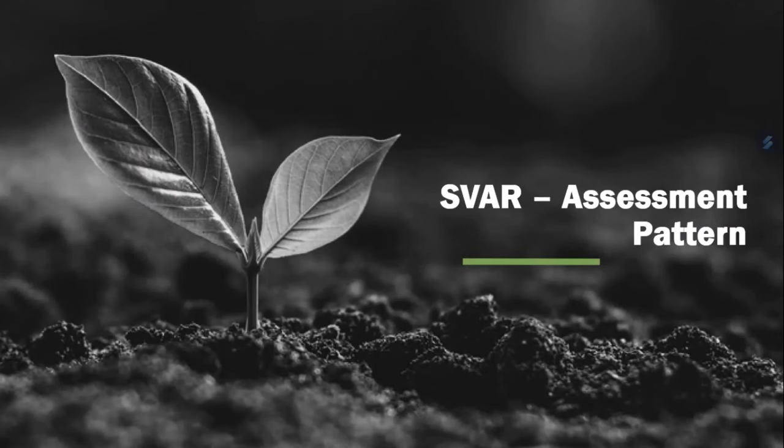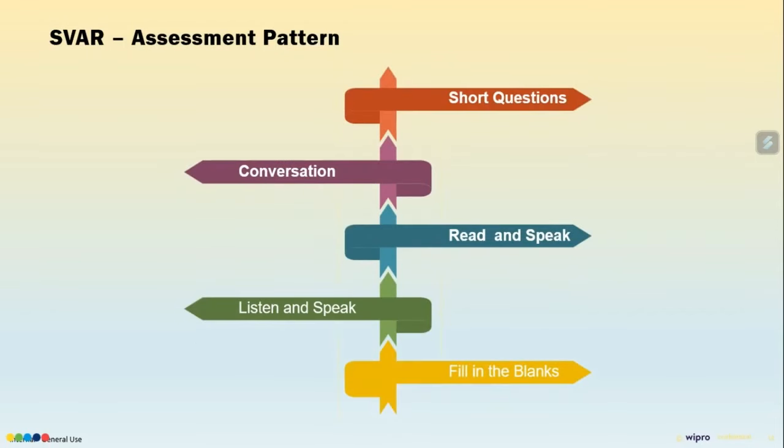Moving on to the next part, this is about the SWAR assessment pattern. I request everybody to please pay kind attention here as this is a very important thing for all of you to know. The SWAR assessment contains 7 sections: short questions, conversation, read and speak, listen and speak, fill in the blanks, correct the sentence, and free speech.